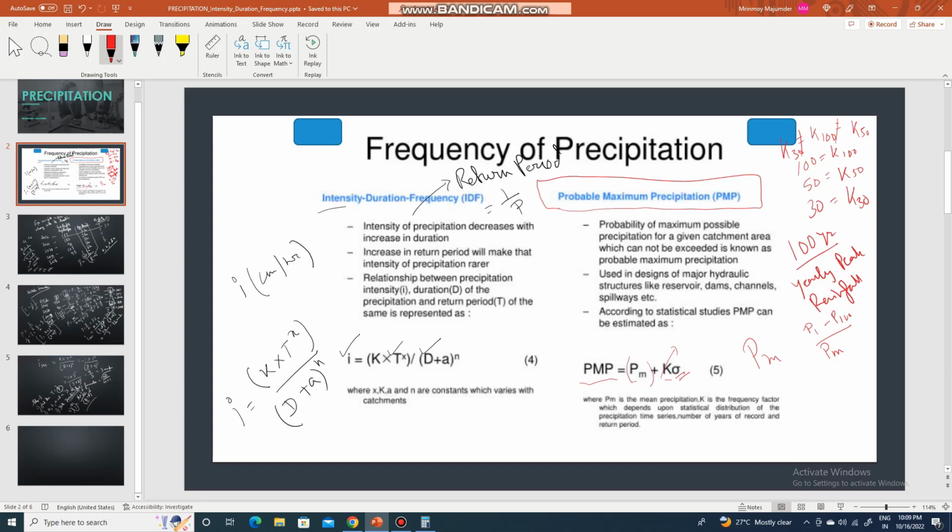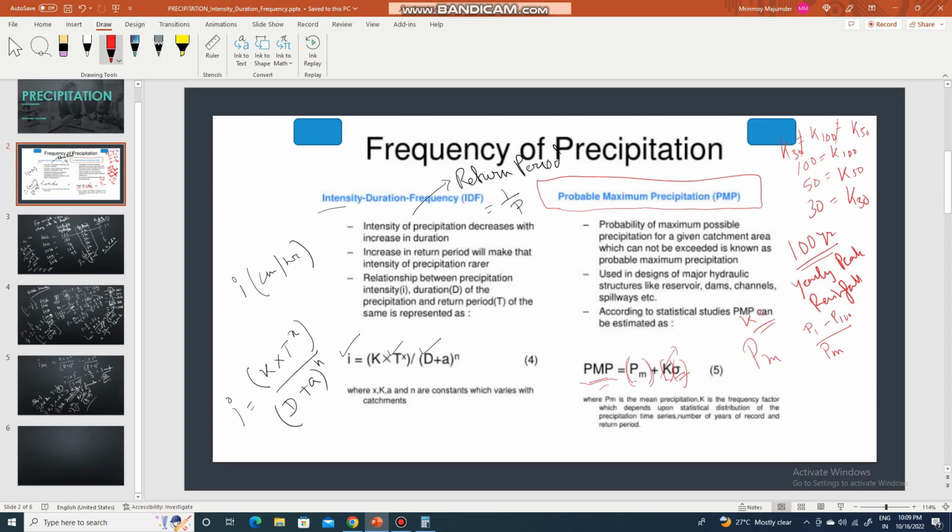That means in this case we have 100 years rainfall. You have to find the standard deviation, you have to find the mean precipitation, and K will be given to you. That means the value of K will be given. So just put down the value of mean rainfall, K, and standard deviation to find the probable maximum precipitation.